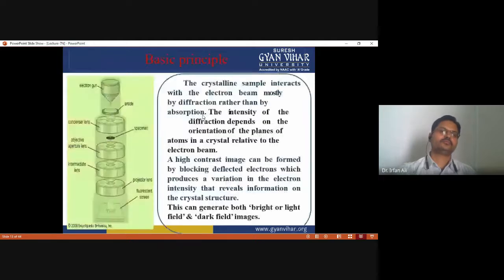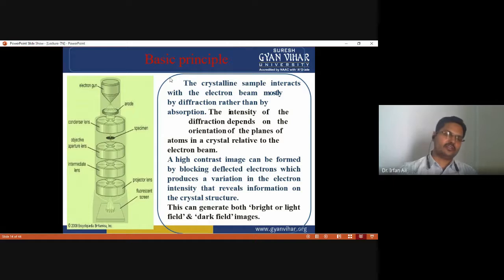The elemental composition of the sample we can also analyze by transmission electron microscopy. In this microscope, the crystalline sample interacts with the electron beam mostly by deflection rather than absorption. The intensity of the deflection depends on the orientation of the planes of atoms in a crystal relative to the electron beam, and a high contrast image can be formed by blocking deflected electrons, which produces a variation in the electron intensity that reveals information on the crystal structure of the nanoparticles. Transmission electron microscopy can generate both bright field and dark field images.